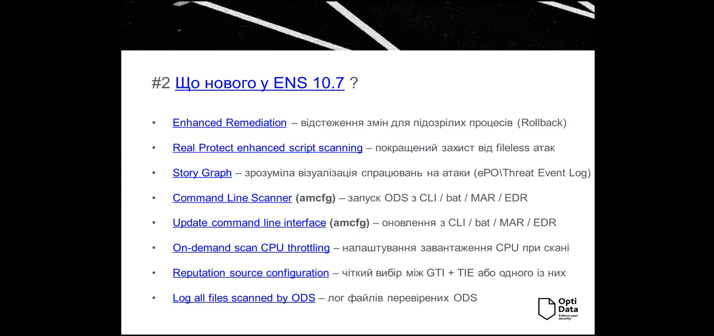This is very interesting for customers who have already deployed TIE, Threat Intelligence Exchange, the local reputation server. So in the case of a network without internet access, you can choose by policy that ENS will get reputation only from TIE. Or again, if you don't have TIE, you can choose to get reputation only from GTI, the McAfee cloud base.